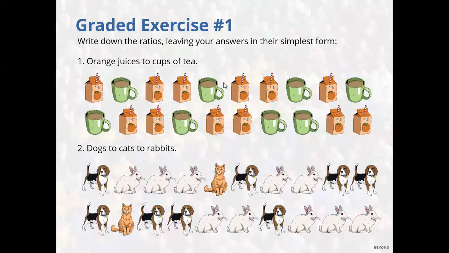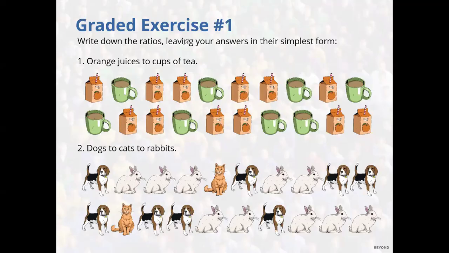Okay, can we start with number one? Y'all finished with number one? Yes, sir. All right, good. For number one, what did y'all get in simplest form? 12 over 8, 3 over 2. 3 to 2? Okay, yes. Before you simplify it, what did you get? 12 to 8, okay.